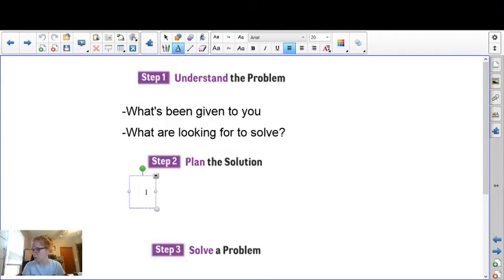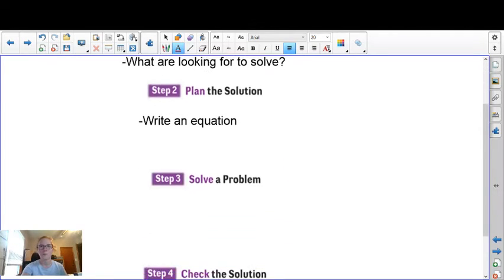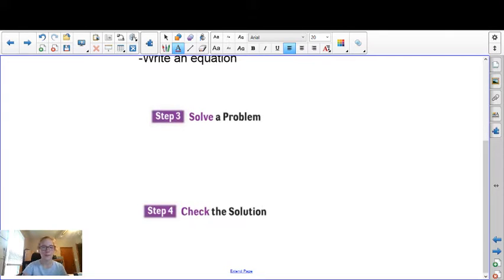Step number 2 is plan the solution. This is where you're going to try and write an equation based on the information that's been given to you and what you know you need to solve or what you're looking for. Step 3 is solve the problem. That's pretty explanatory itself: you're just going to solve whatever equation you wrote. And then step number 4 is check the solution, make sure that the solution you came up with actually is reasonable.